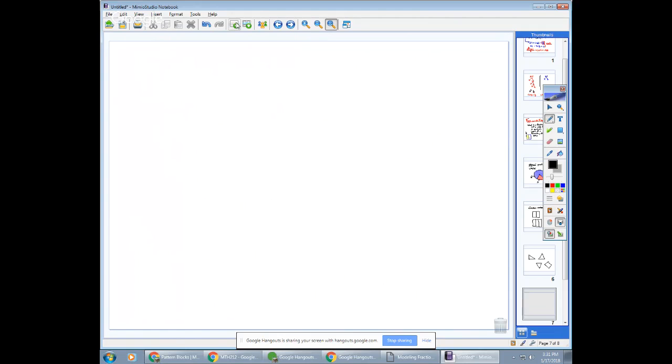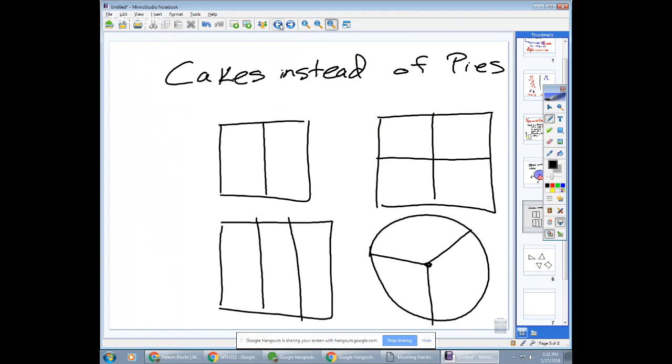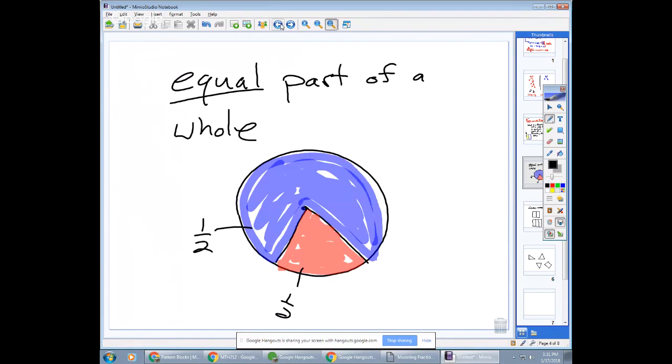So we got equal parts of a whole. And the equal part is definitely important, because if we don't have that, then it's hard to talk about it. It's a comparison with division. That's an important thing about fractions. A fraction is a division.